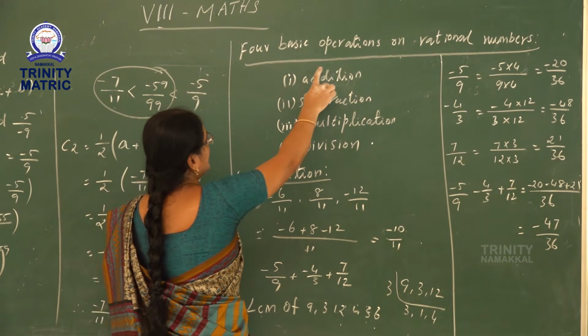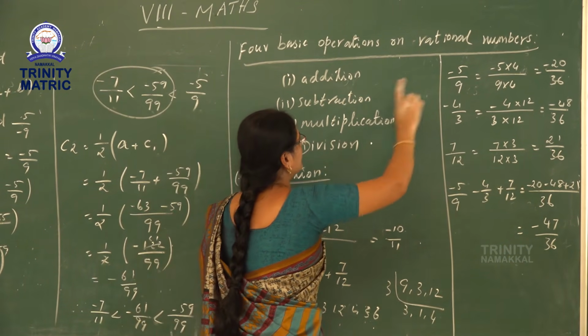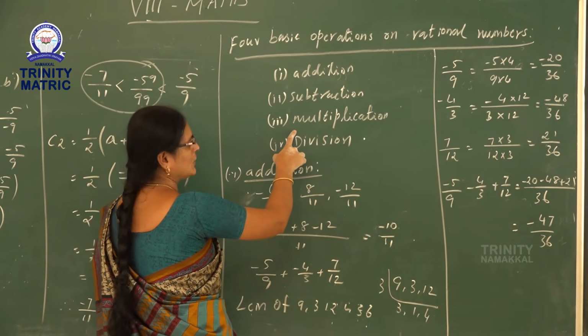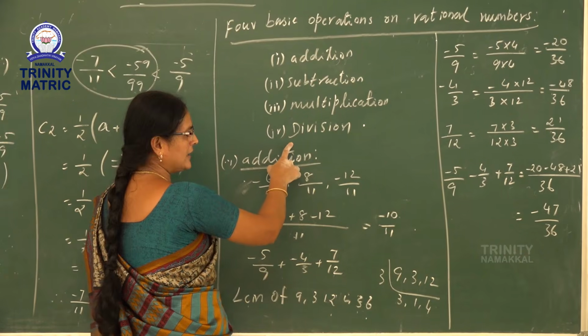Now, 4 basic operations on rational numbers. The first one addition, second one subtraction, third one multiplication, fourth one division.